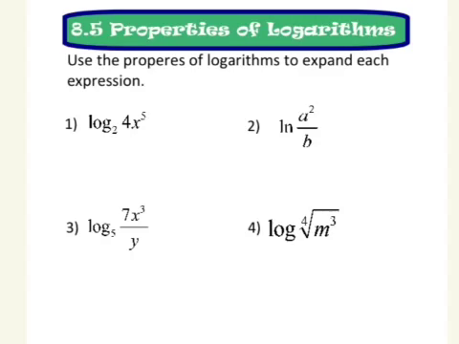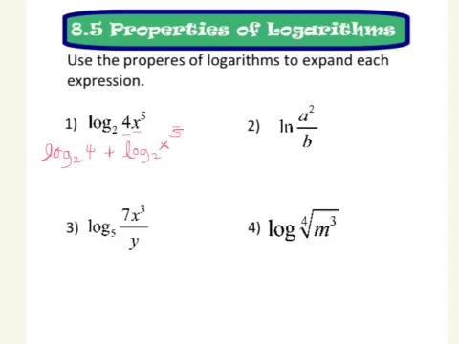And finally, we're going to put all the properties together and expand some of these expressions with all the properties. So we may have to do more than one step. So number one, I see that I have two things multiplied. Multiplication turns into addition. So the first thing I'll do here is I'll split that up. And I'll get log base 2 of 4 plus log base 2 of x to the 5th.